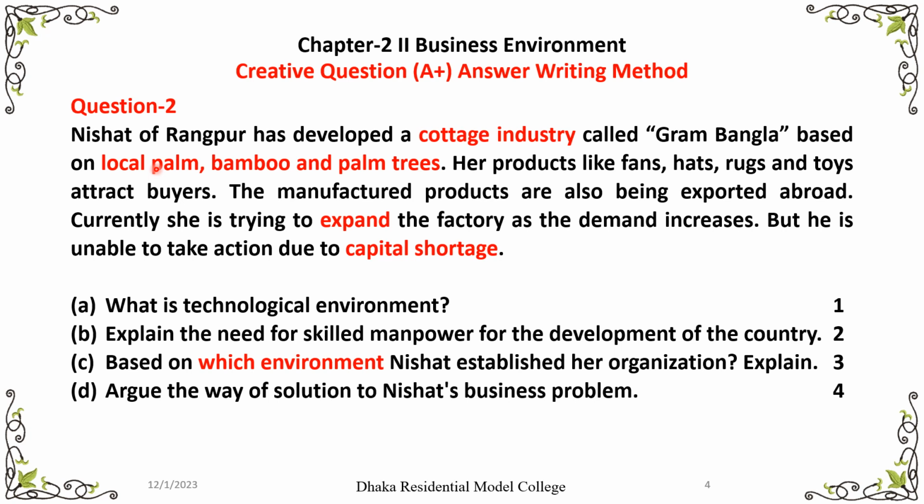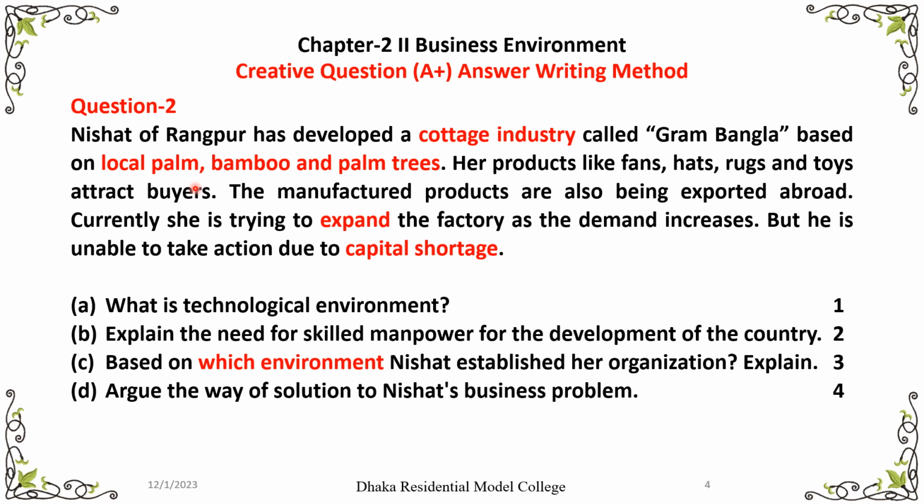So, what is natural environment? We know weather, landscape, soil condition, availability of water, supply of electricity, available raw materials, sea and river, location of country, geographical position of a country. These are the elements of natural environment. Then fertility of the land. So local palm, bamboo, palm trees are produced a lot in those areas because of good fertility of the land.